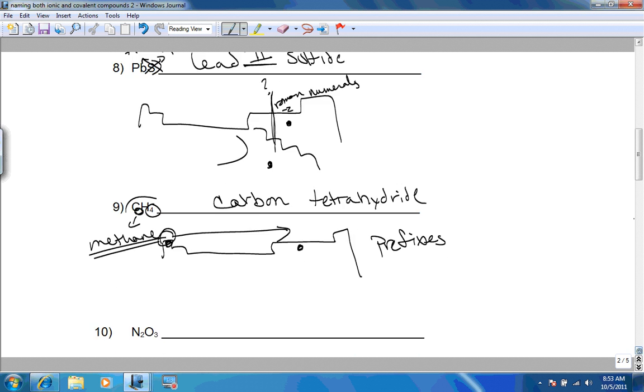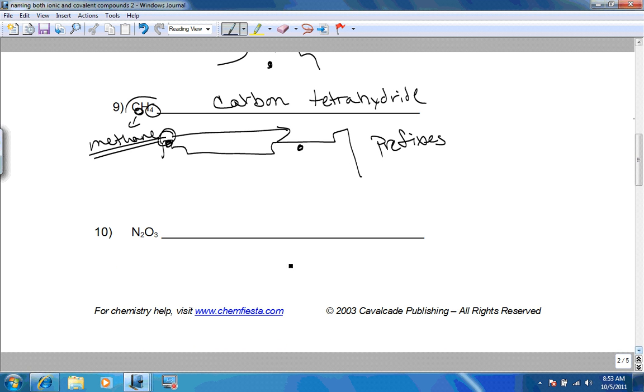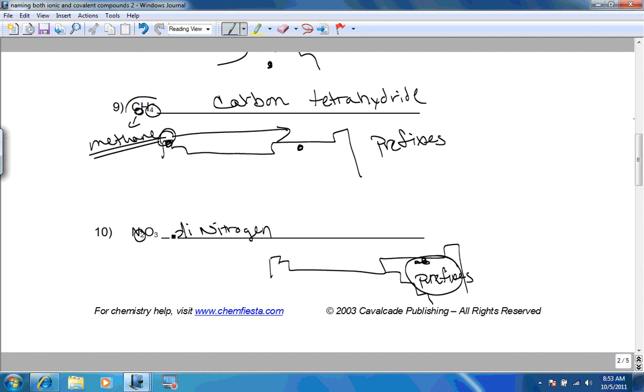And the last one for this video is N2O3. Nitrogen is here. Oxygen is here. They are both nonmetals, which means that we're going to be using prefixes. So, N is nitrogen. 2 means di, so it's dinitrogen. And then 3 is tri, so it becomes trioxide.